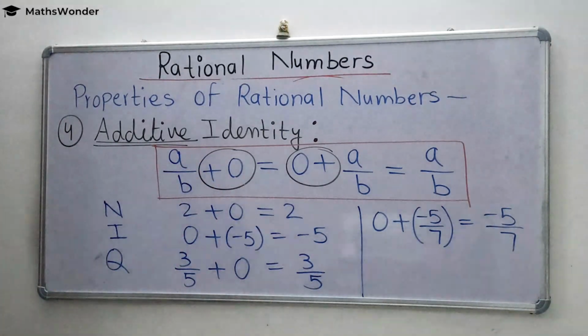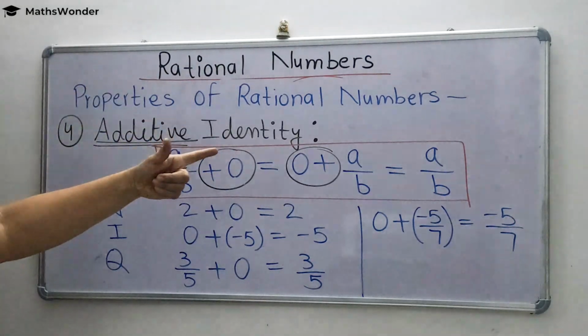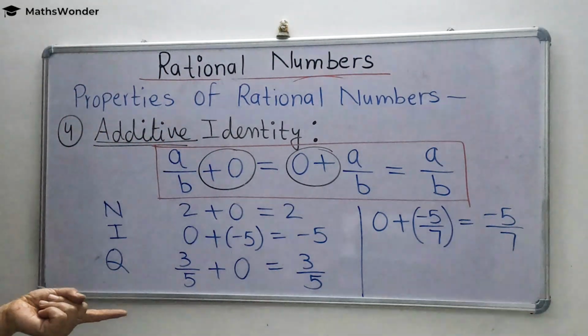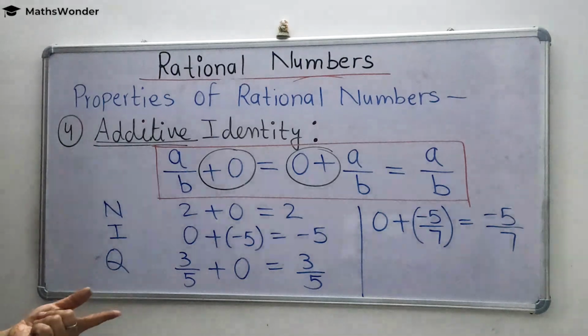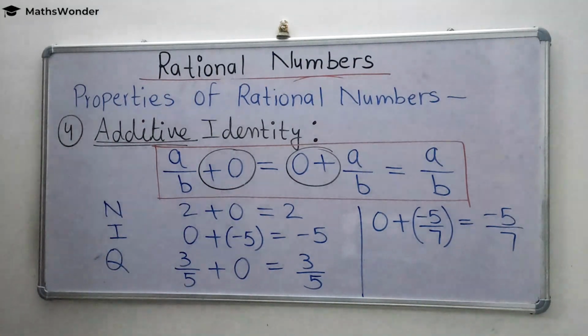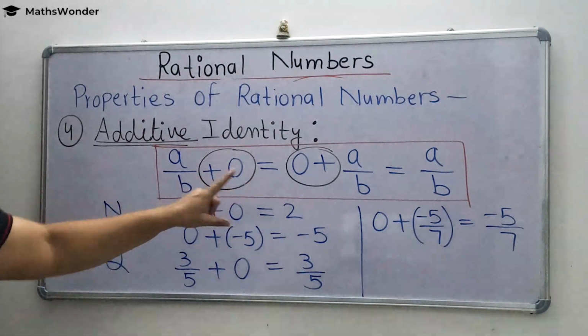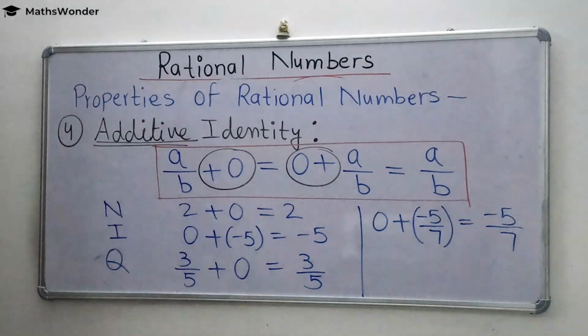Now the same thing we will learn in multiplication. There is a multiplicative identity. What is the multiplicative identity? 1. Because any rational number, when you multiply with 1, you will get the same number, right? So the multiplicative identity is 1, but the additive identity is 0. Always remember this, it is a very important part.